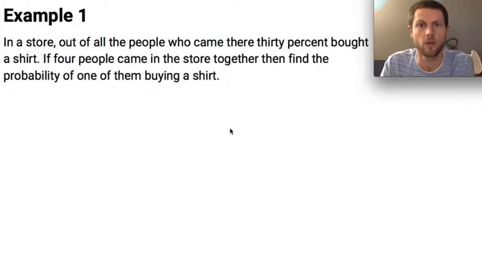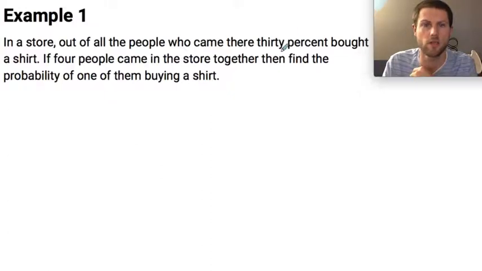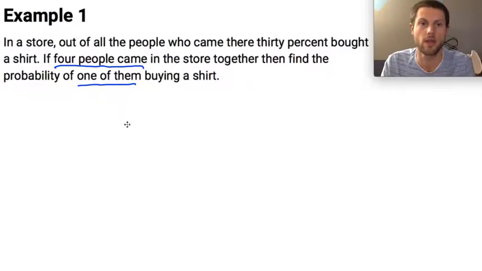In the first example here, we have an example of buying shirts in a store. In a store, out of all the people who came there, 30% bought a shirt. If 4 people came into the store together, then find the probability of one of them buying a shirt. So what we need to take a look at is the probability of an event occurring in general.